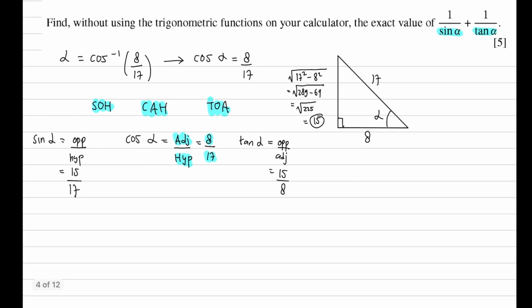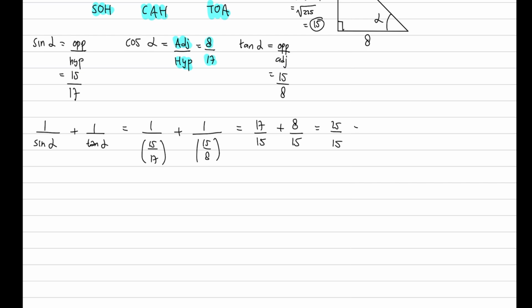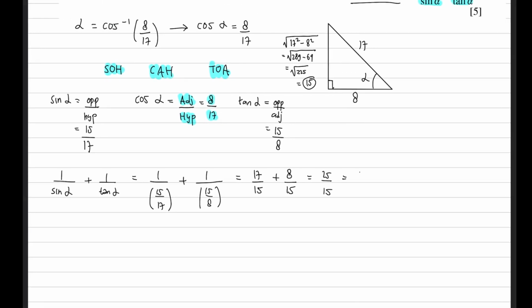Because we want to find the value of 1 over sine alpha plus 1 over tangent alpha, and our sine alpha is 15 over 17, plus 1 over tangent alpha is 15 over 8, so we can swap, and it becomes 17 over 15 plus 8 over 15. Now you can add, you will get 25 over 15. Because we want the exact value, leave your answer in fraction, which is 5 over 3.